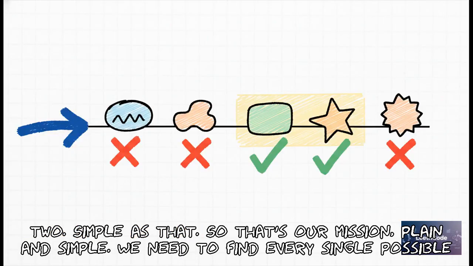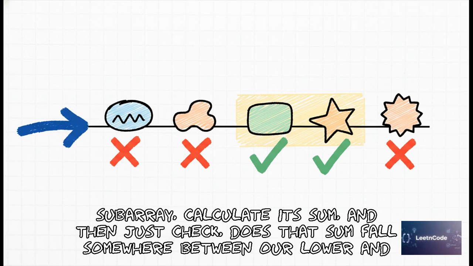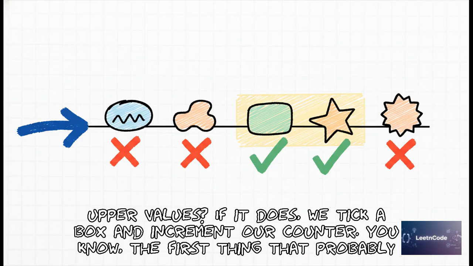So that's our mission, plain and simple. We need to find every single possible subarray, calculate its sum, and then just check, does that sum fall somewhere between our lower and upper values? If it does, we tick a box and increment our counter.